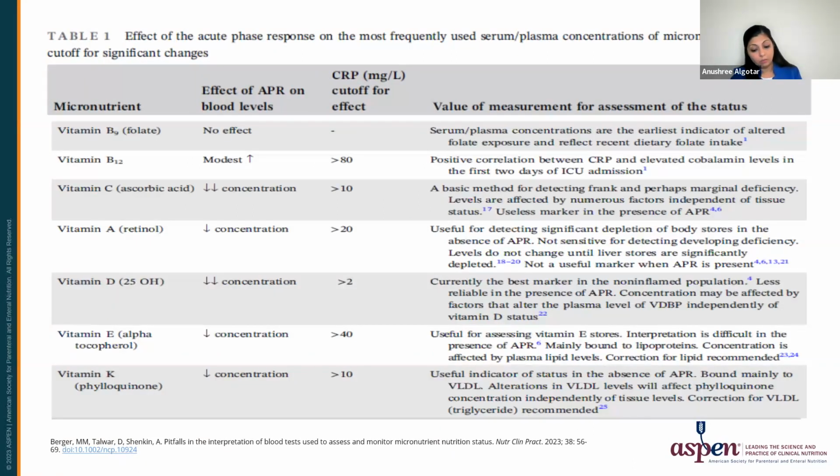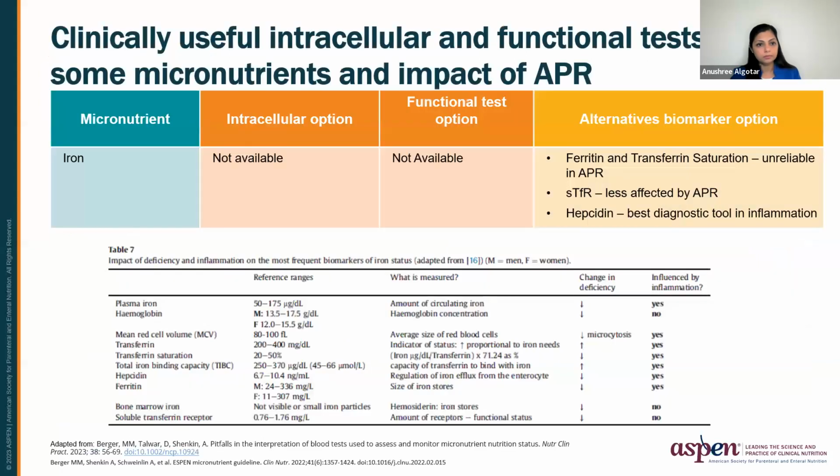Looking at vitamins the same way, most vitamins show decrease in level in the presence of inflammation, with the exception of vitamin B12 that shows a modest increase in the presence of acute phase response. As noted, just obtaining a serum level of micronutrients may not be representative of status, especially in the presence of inflammation. For the purpose of this talk, we will focus on a few micronutrients, starting with iron.